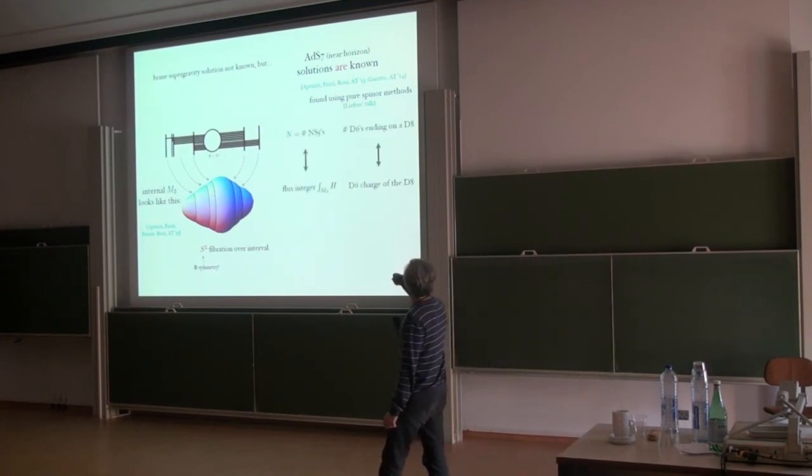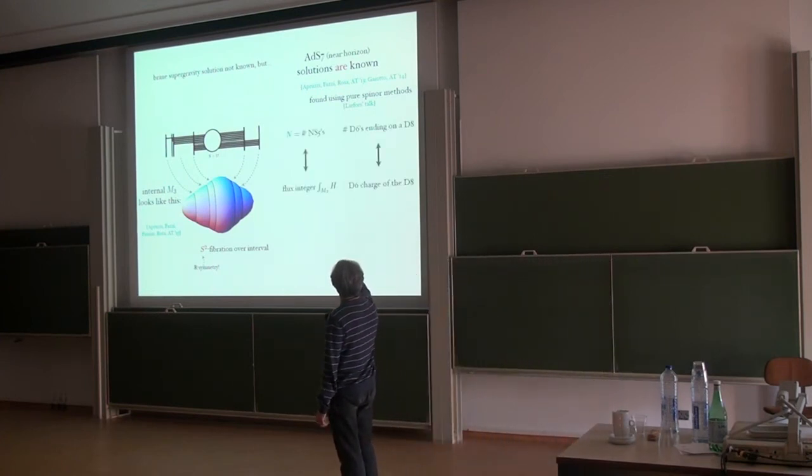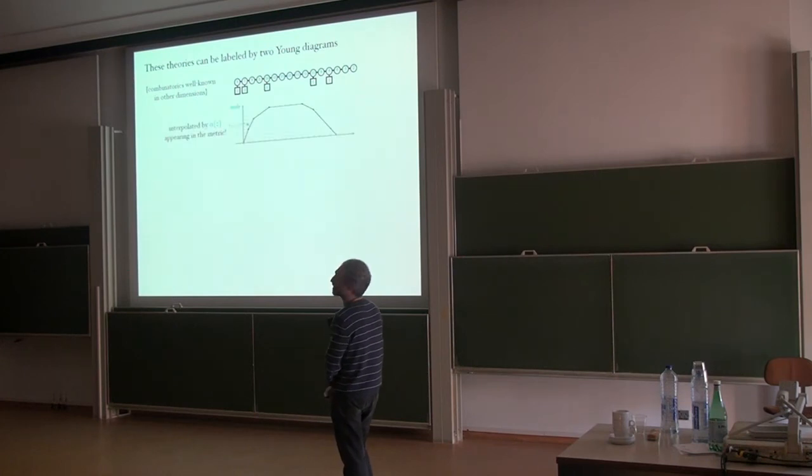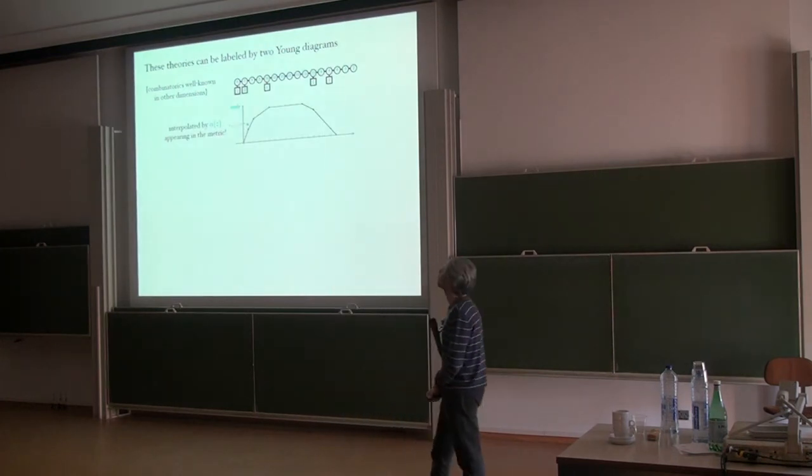Now, if you want to make the correspondence more precise, there are some things that work like in the usual holography. The number of NS5s that I had in this picture has now gone away, it has become flux. So it will become a certain flux integer, H integrated along this three-manifold. And the number of D6s ending on a D8 becomes the D6 charge of each of these bound states.